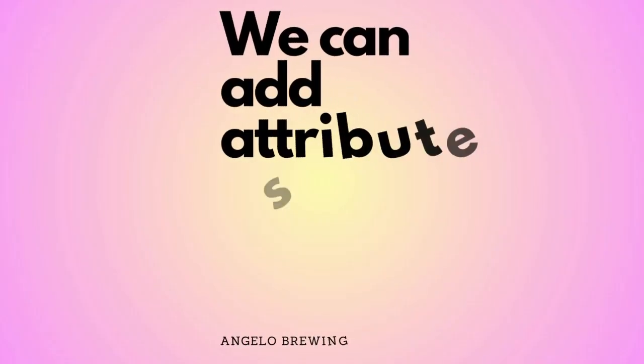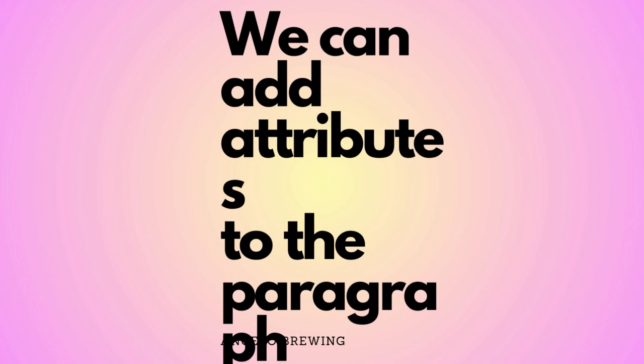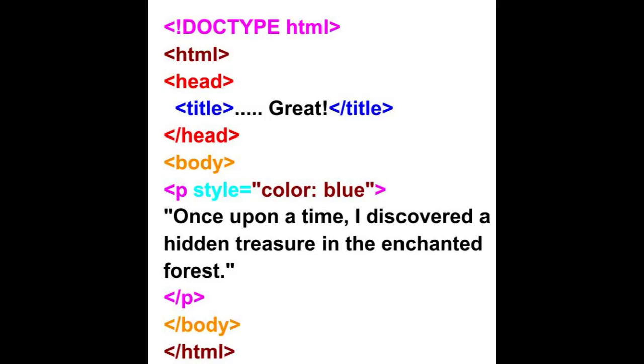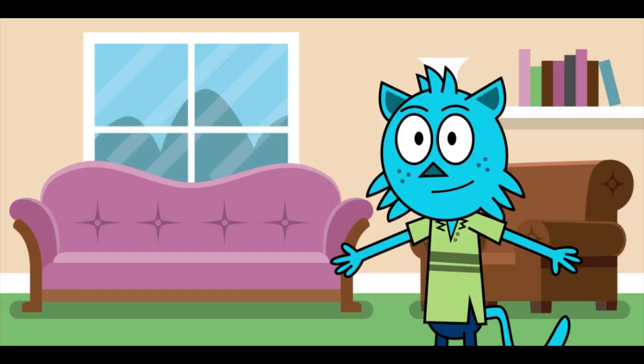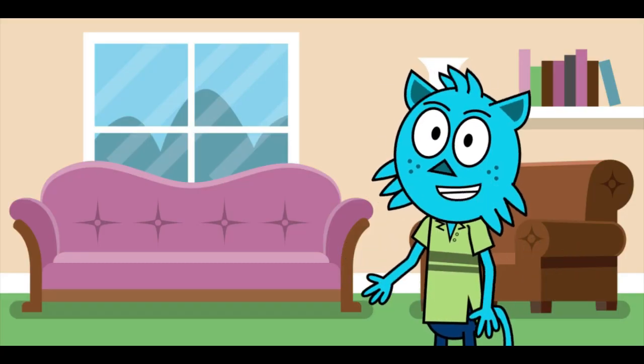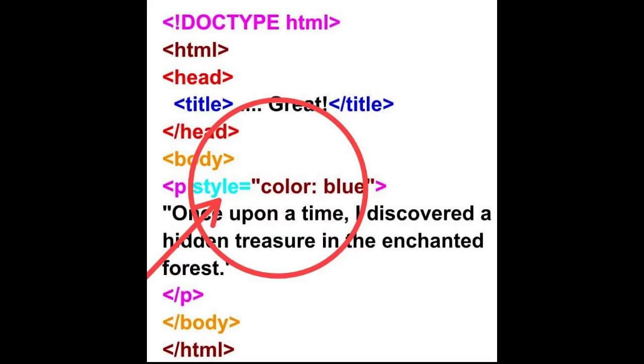We can add attributes to the paragraph tag to change the appearance. For example, let's add a color attribute. I want to use blue color. We will use the style attribute and set the color to blue.